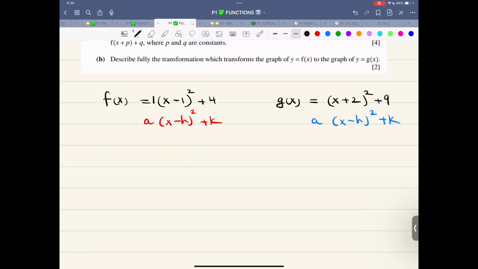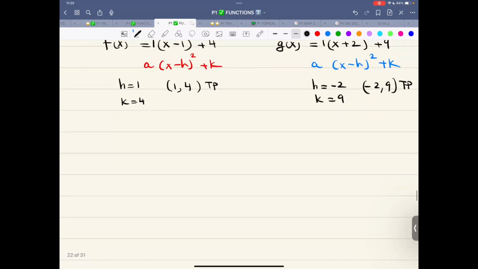Now a is positive in both. a is 1, so let's ignore a. Minus h is minus 1. Therefore, h is 1. k is 4. (1, 4), that's the coordinate of the turning point. For g, h is -2. k is positive 9. Therefore, (-2, 9), that's the coordinate of the turning point.